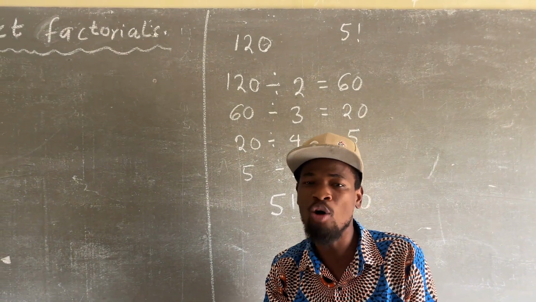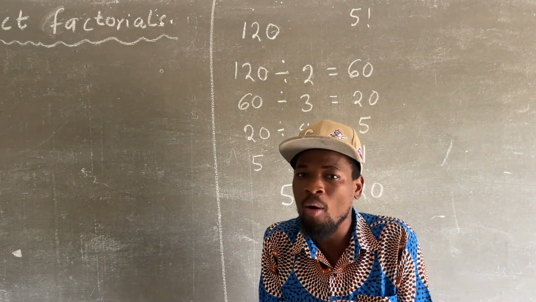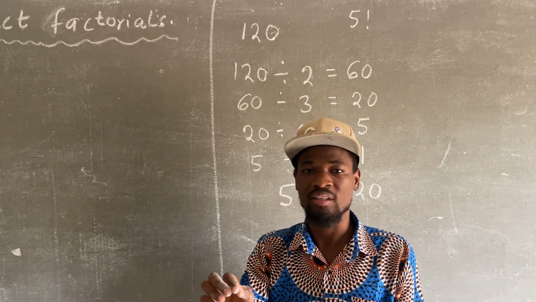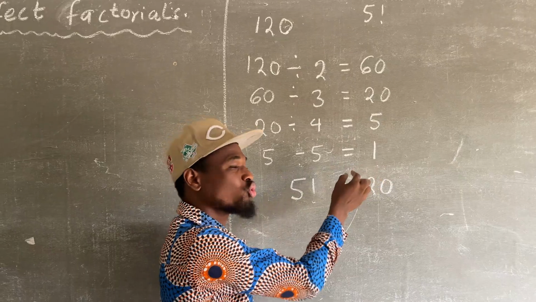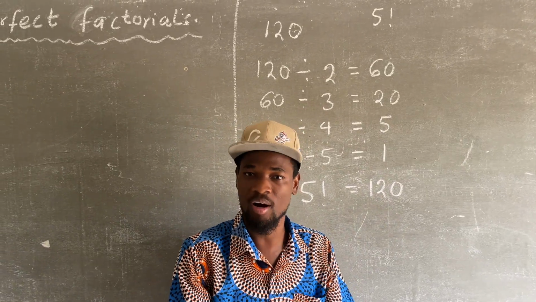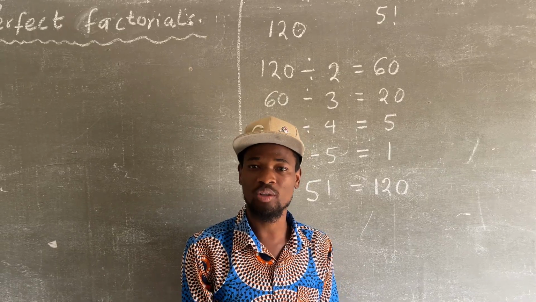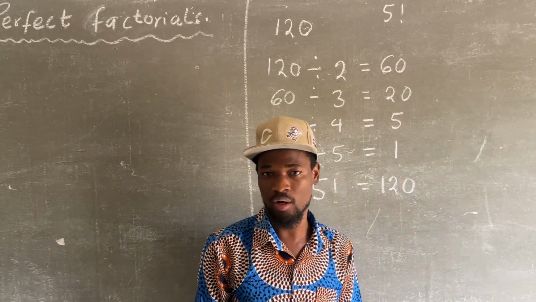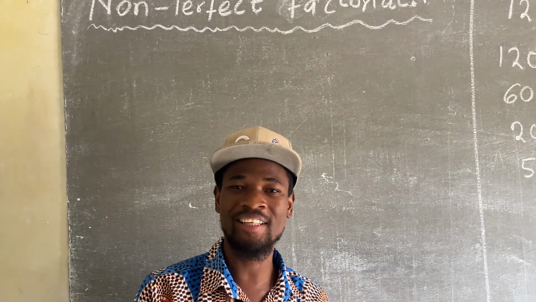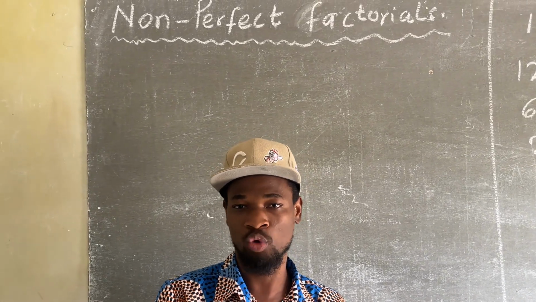How do you know whether a number is a non-perfect factorial or not? Viewers, when you arrive at a fraction or a decimal, then it is not a perfect factorial. So viewers, for non-perfect factorial, the conclusion would be this.